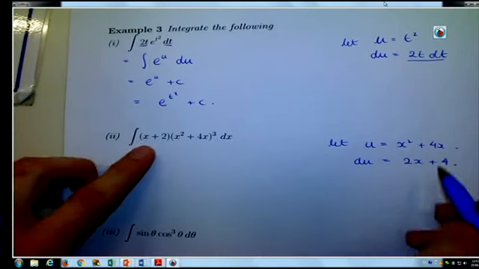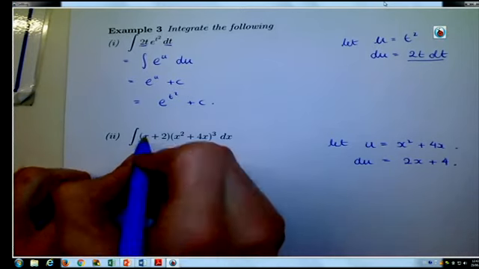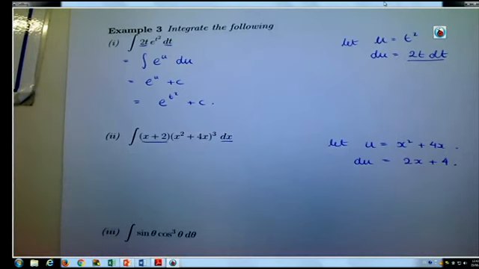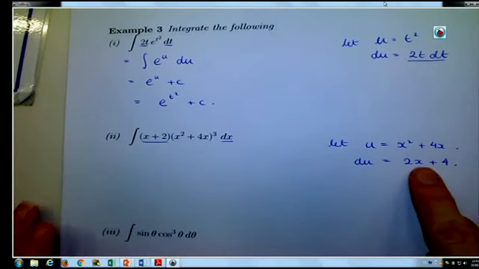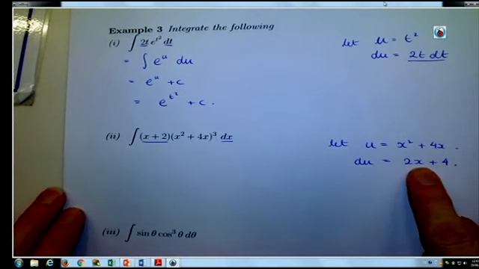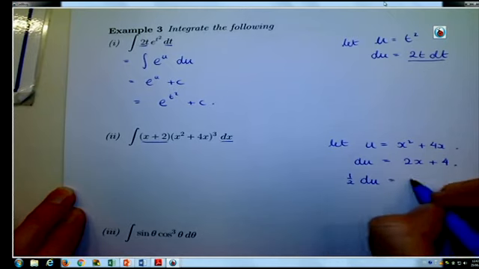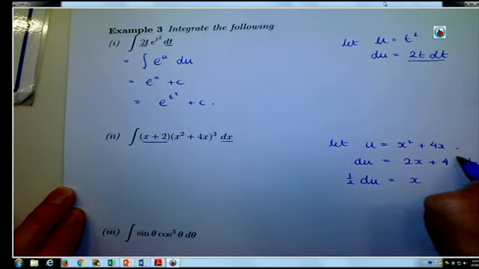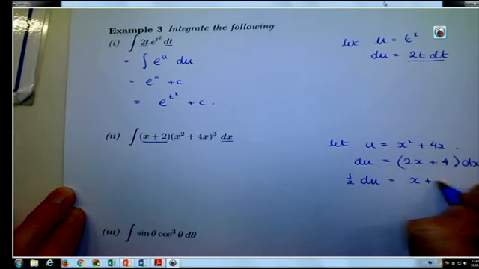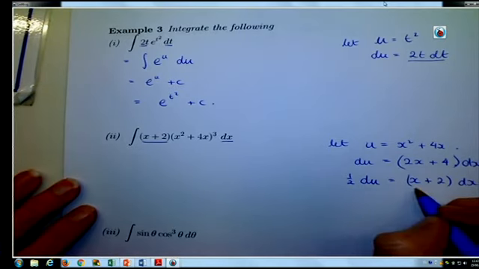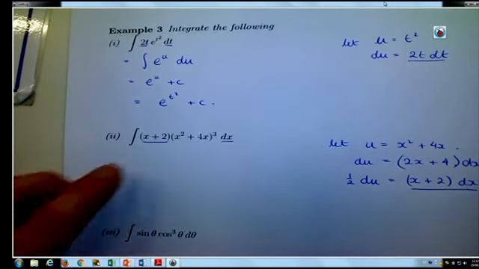All right. This one here, though, it doesn't match what we've got here, x plus 2 and dx. It doesn't match. But you can see that it will match if we take a factor of 2 out. So if I divide this by 2, a half du equals, oh, wait a minute, I forgot my dx, equals x plus 2 dx. And that's what we're going to replace here.